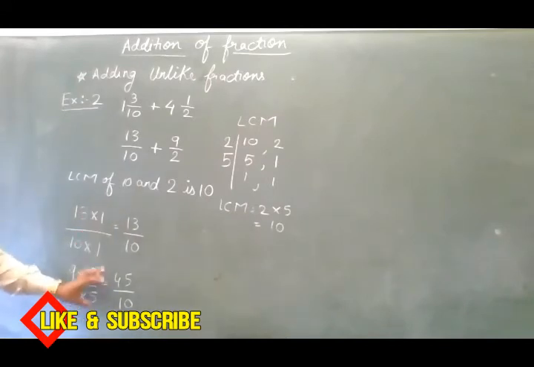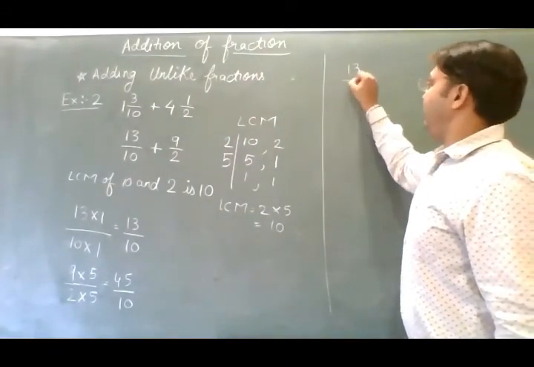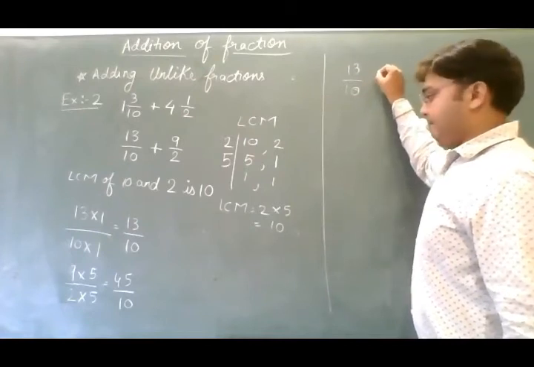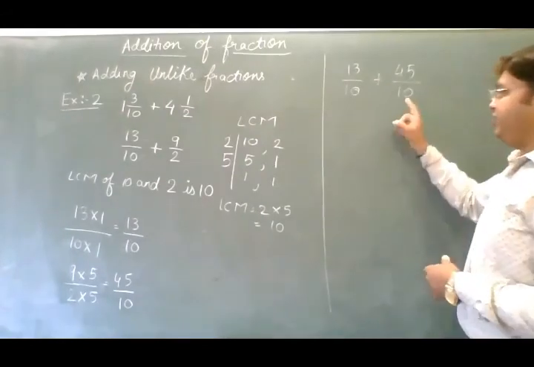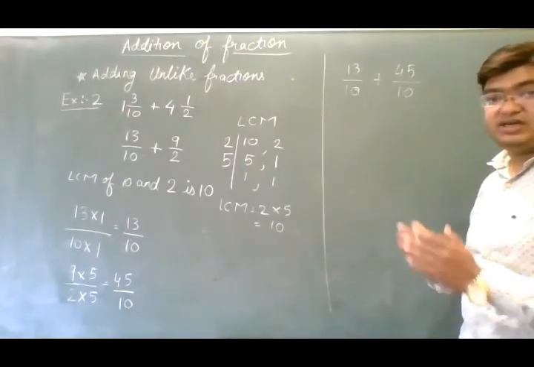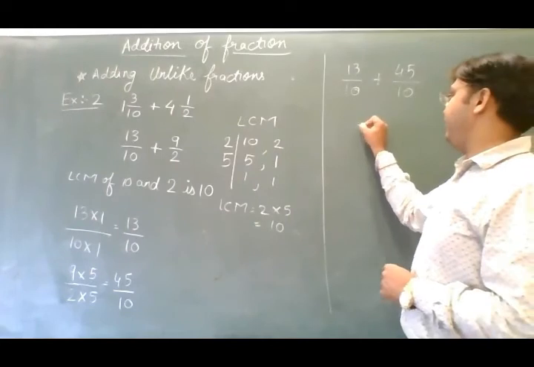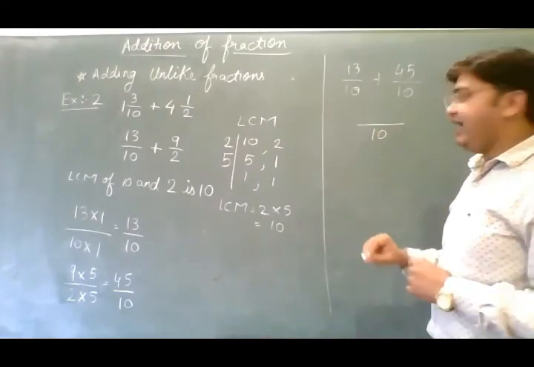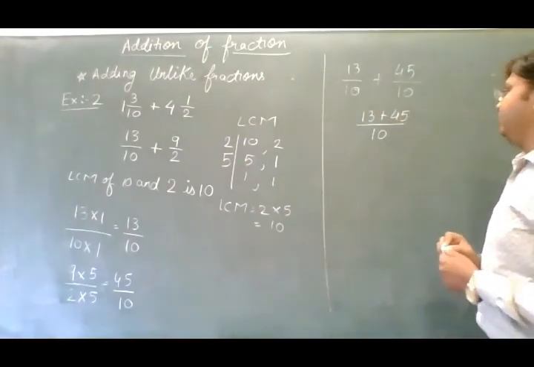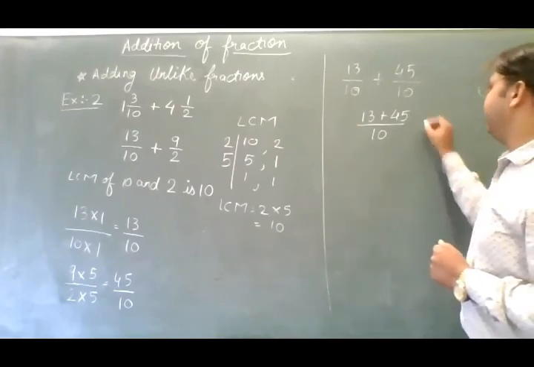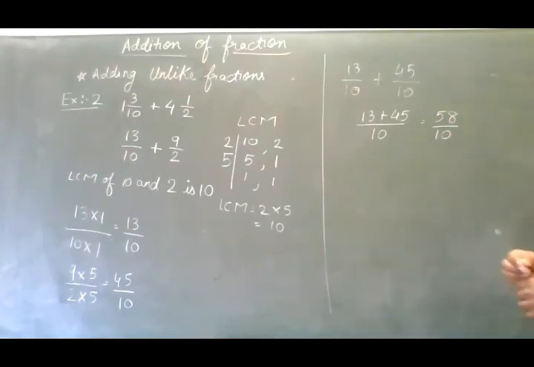Now these two new numbers I am going to write on that side: 13 upon 10 plus 45 upon 10. So now I have written the new numbers here, and you can see that we have already changed the unlike fractions into like fractions. Now the denominators are the same in both places, so we write the denominator one time and the numerators as they are, that is 13 plus 45. Now 45 plus 13 is 58 upon 10. 58 upon 10 is our answer.